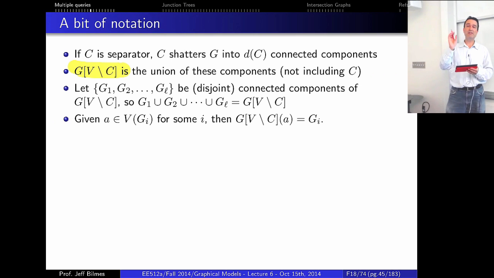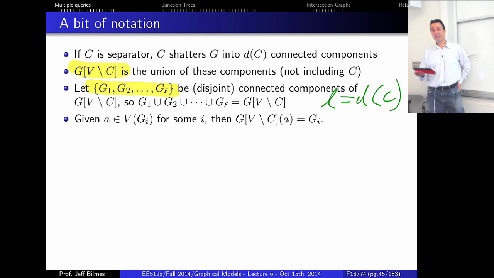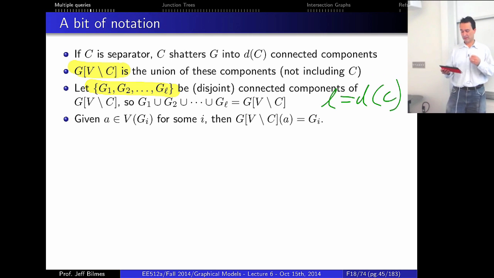So basically, when we take the induced graph on V except for C, we've got a bunch of these connected components. And so we can name these components: G1, G2, up to GL. So what does this mean about L? What must L be equal to? Yeah, so L is equal to D of C. That's right. The components are necessarily disjoint because of this notion of shattering. So if we union together all of these connected components, we get the induced graph.